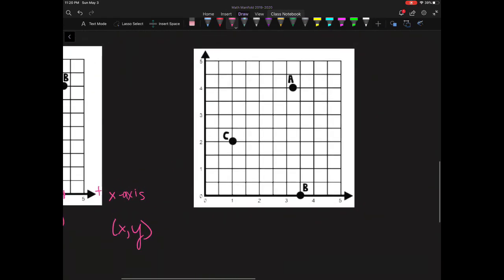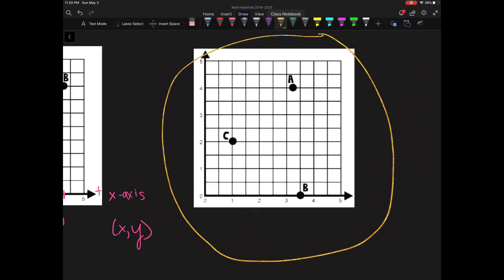Okay, so now it's your turn to practice with this quadrant 1 coordinate plane. And so go ahead and practice finding the ordered pairs for A, B, and C. And then you're going to click next.